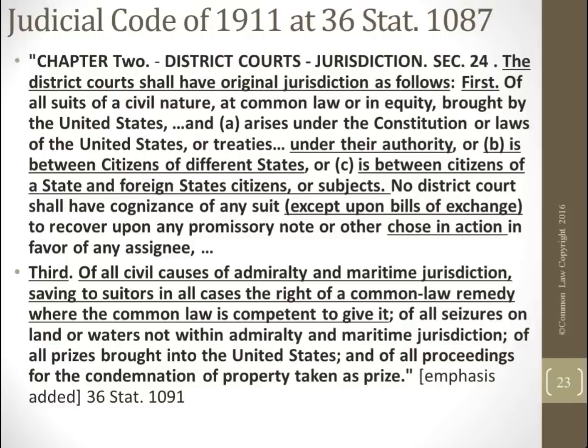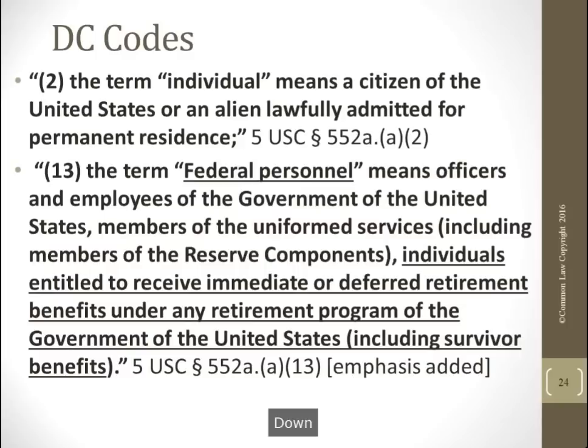And it's interesting to note here, it says, no district court shall have cognizance of any suit except upon bills of exchange, okay? To recover upon any promissory note or other chosen action in favor of an assignee, okay? So the only thing they deal with is Federal Reserve notes. That's what that bills of exchange is, okay? They're calling it nice there, bills of exchange. It's actually an IOU. Third of all civil causes of admiralty and maritime jurisdiction, saving to suitors in cases of a right of a common law remedy where the common law is competent to give it. And so the point is this is the jurisdiction of the federal courts, and they only deal in IOUs.